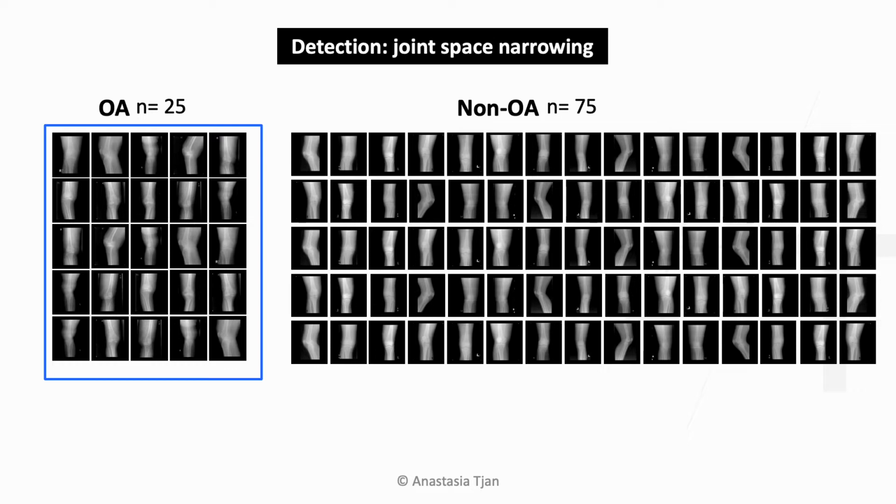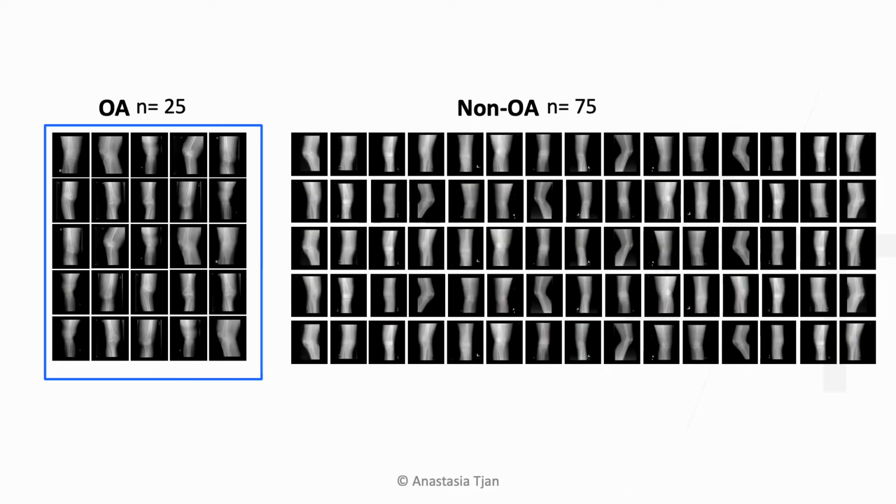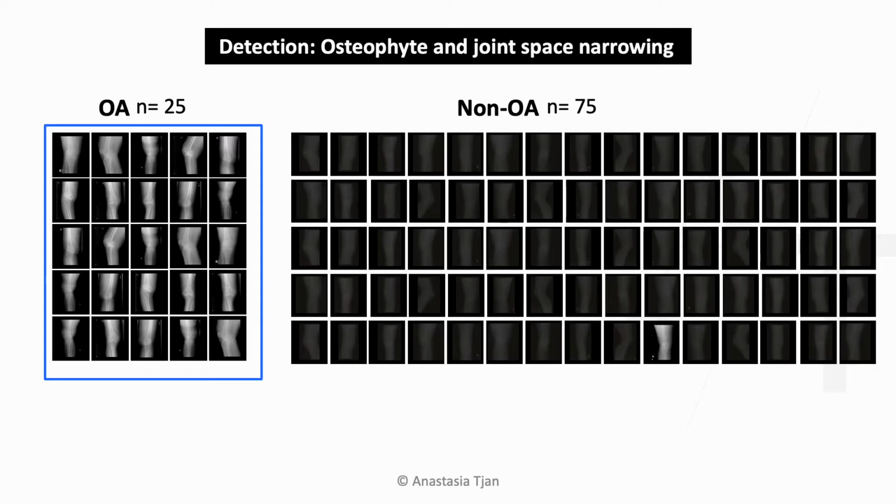Joint space narrowing feature is detected in 20 images among the OA group and 5 in the non-OA group. Thus, the probability of a joint space narrowing feature belonging to the OA group is 80%. When both features are combined, the computer found 25 out of 25 images in the OA group have osteophyte and joint space narrowing features, while only 1 in the non-OA group, which makes the probability of osteophyte and joint space narrowing features belonging to the OA group 100%.